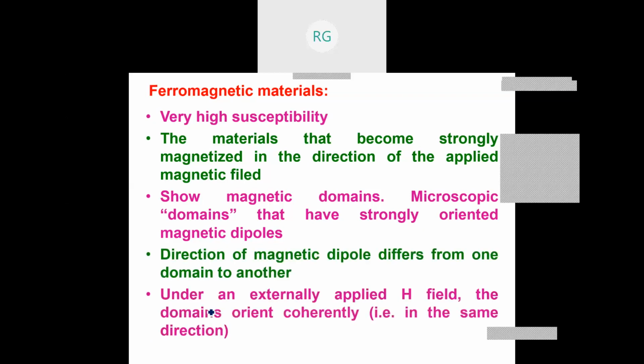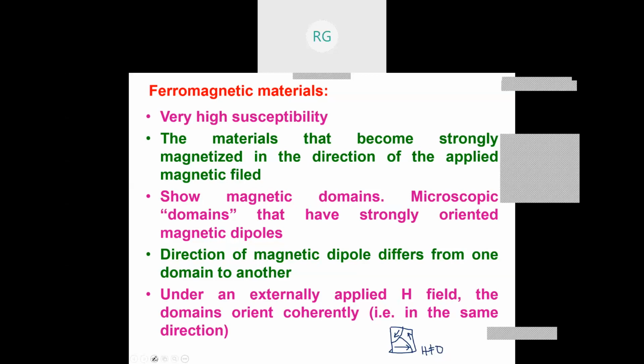And if you apply a magnetic field externally, what happens is this. I have domains within it like this: this is one zone, another zone. In this zone all are oriented like this, in this zone all are oriented in this direction, and in some other zone they are oriented like this when there is no external field H.